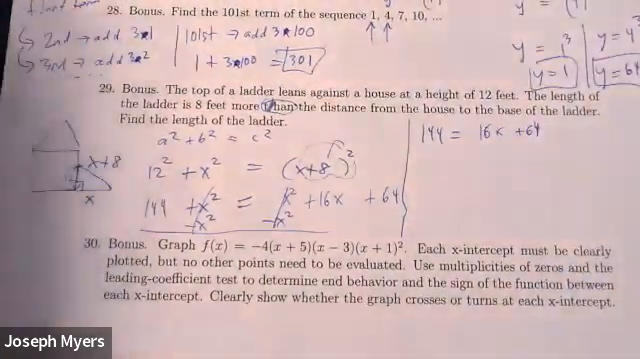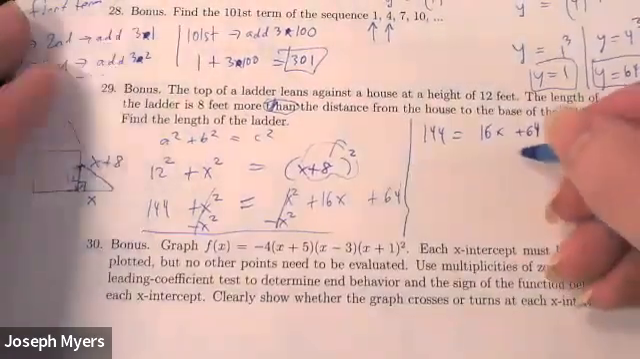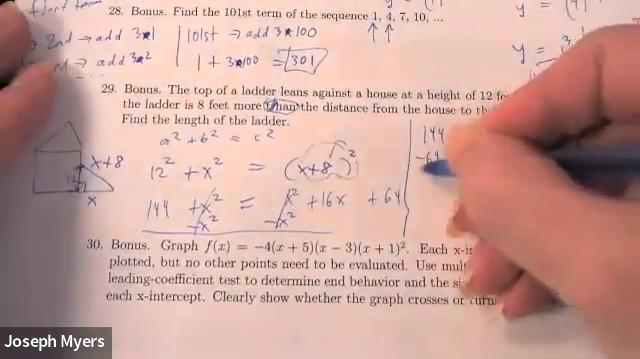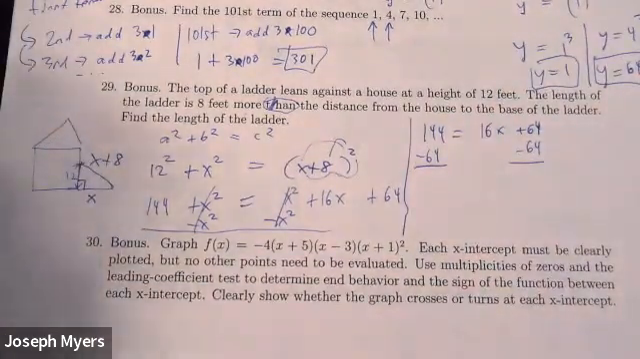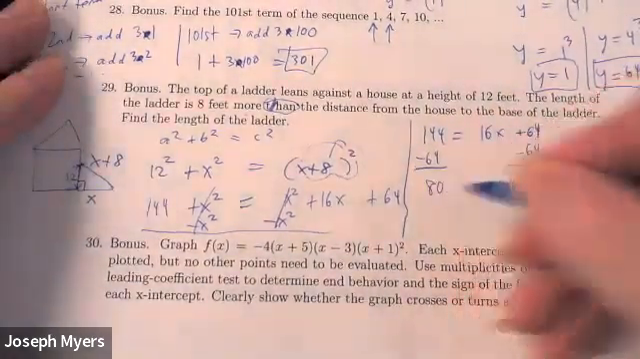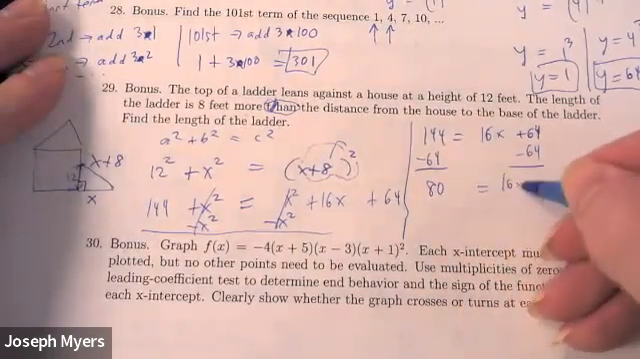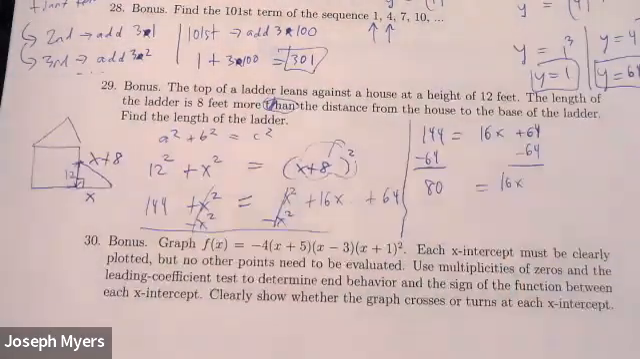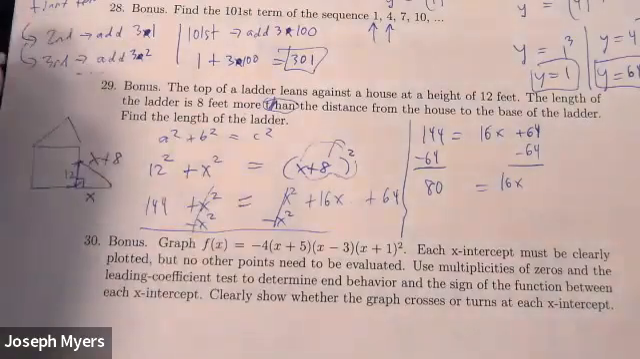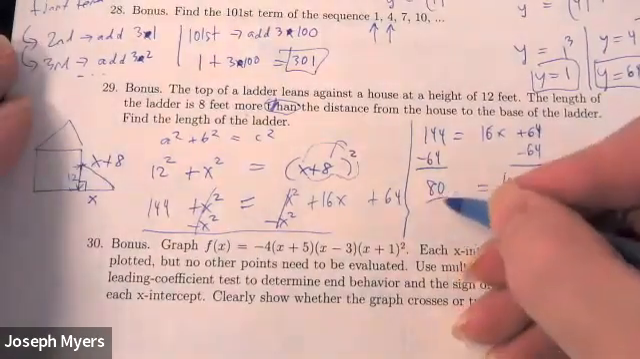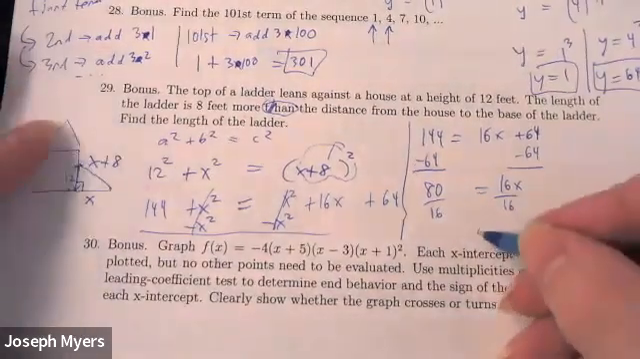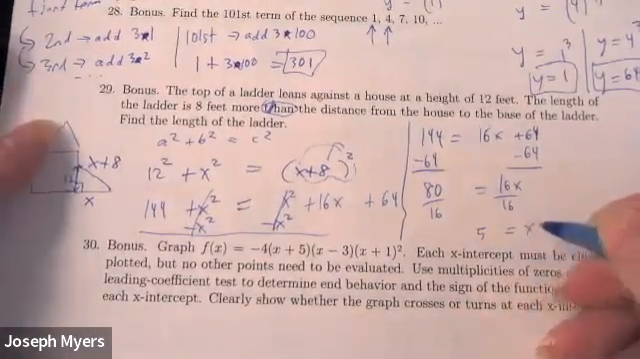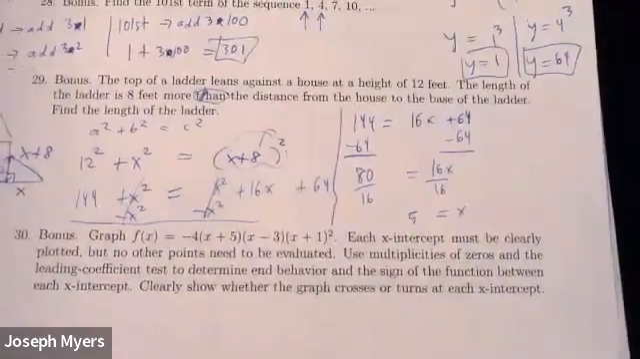There we go. And then subtract 64 from both sides. So what is 144 take away 64? 80. And then 80 equals 16x. And then divide by 16. This is why you might need a calculator, possibly. What is 80 divided by 16? 5.